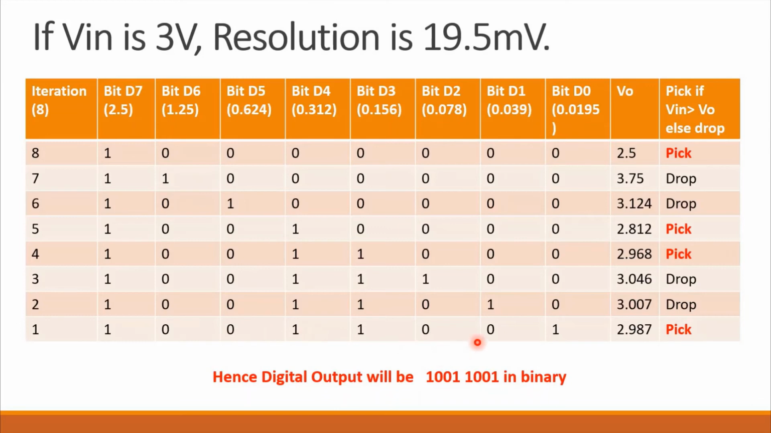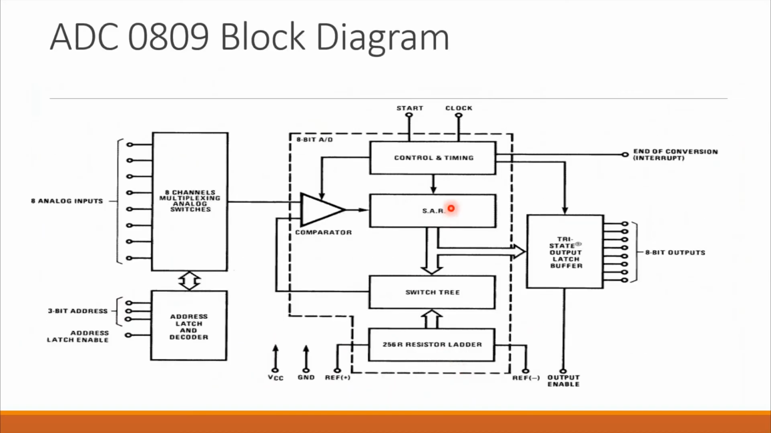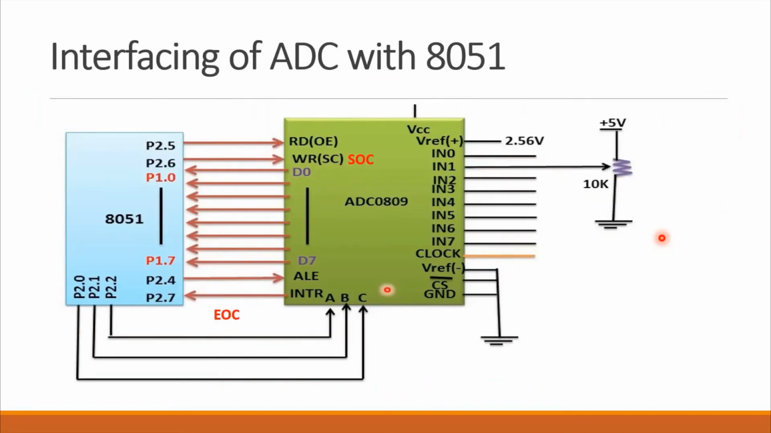1001. Okay, so this is your 8-bit digital data you have received at the output, 8-bit outputs. Clear? Okay. So this is how your ADC basically works.